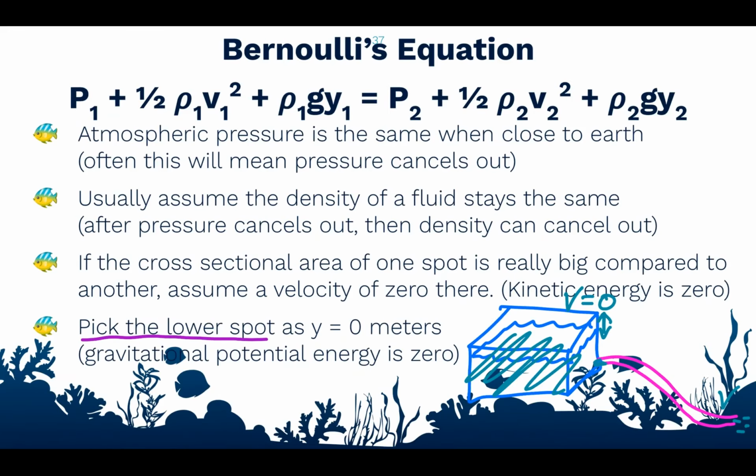And last but not least, we have to pick a height of 0 somewhere for essentially our gravitational potential energy. And so I like to use this bottom height as my height of 0, just like we used the height of the table as a height of 0, or the height of the floor as 0. We didn't use sea level as 0 when we did gravitational potential energy. We're going to do the same thing here.